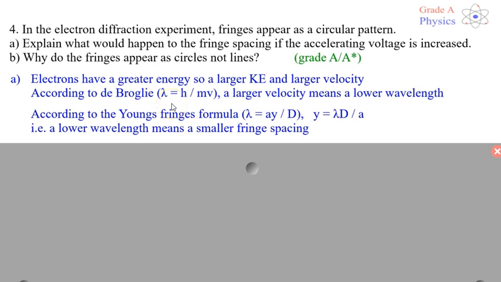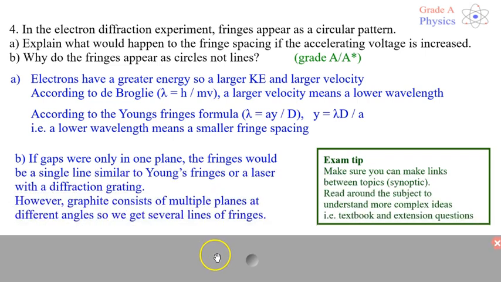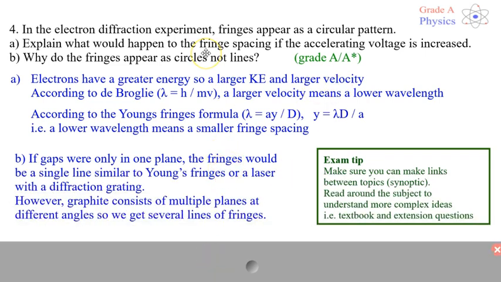So then we need to think, okay, if it's a lower wavelength, how will that affect the fringe spacing? And we can make reference to the Young's fringe formula here. So we've got lambda is equal to A times y over d, and make y the subject, y is the fringe separation, is equal to lambda d over A. So the distance hasn't changed, the slit spacing or the gap hasn't changed. If we have a lower wavelength, then we're going to have a lower fringe spacing. So quite a difficult question, quite synoptic. It's bringing together lots of ideas, and in your answer, you would need to make reference to the formula.